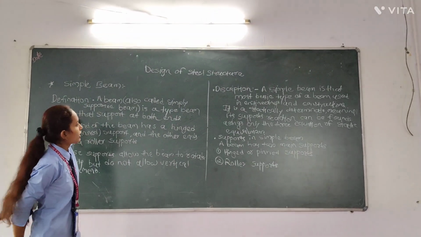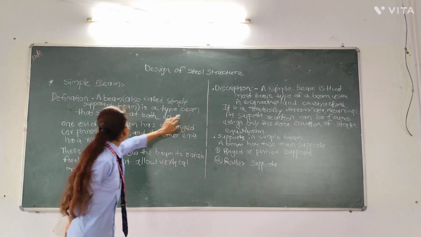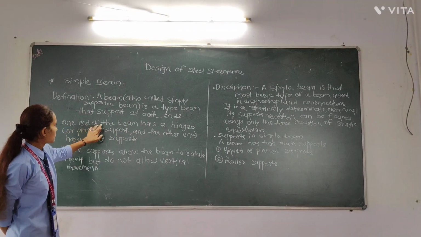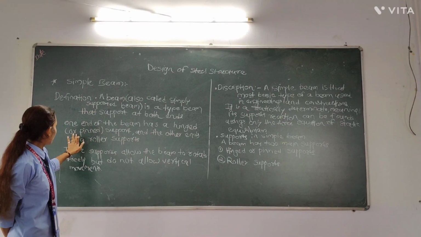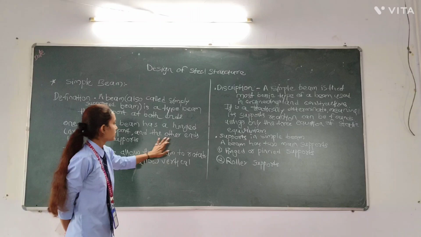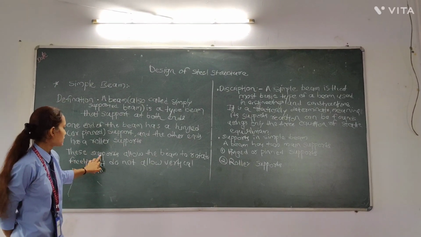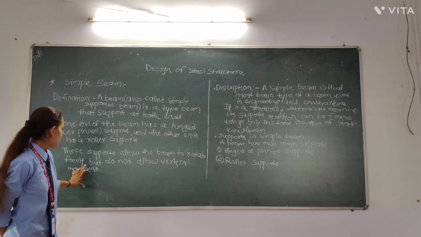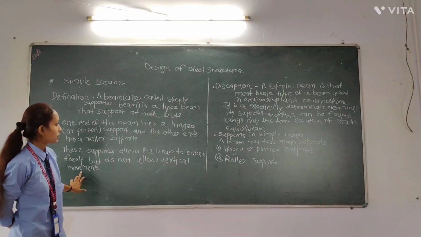Definition: a simple beam, also called a simply supported beam, is a type of beam that is supported at both ends. One end of the beam has a hinge or pin support and the other end has a roller support. These supports allow the beam to rotate freely but do not allow it to move vertically.